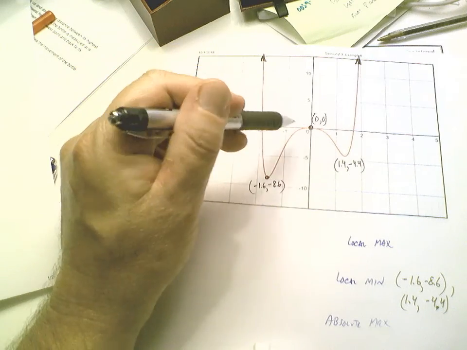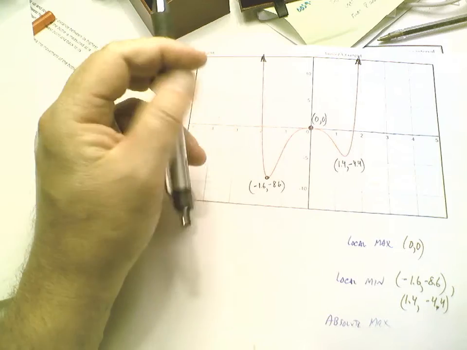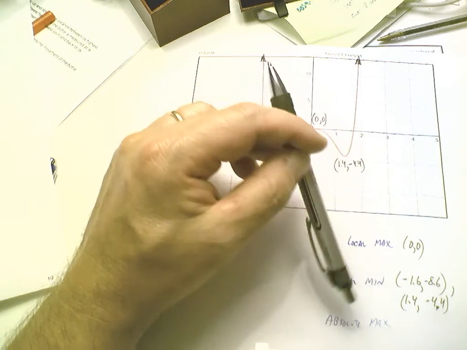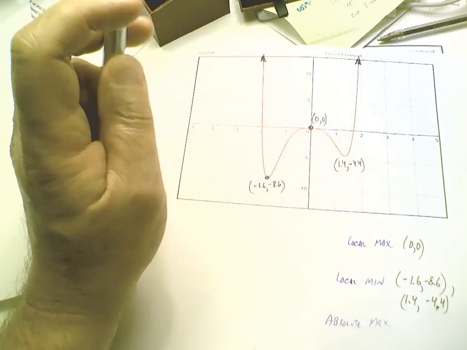By the way, 0, 0, that serves as a local max. And sometimes you can be the biggest thing in your neighborhood, aka a local max, but you could also be the biggest of the big. So let's stare something down real quick.